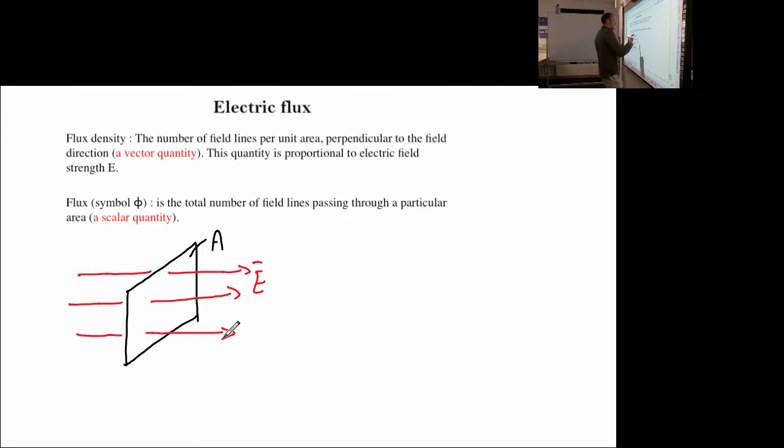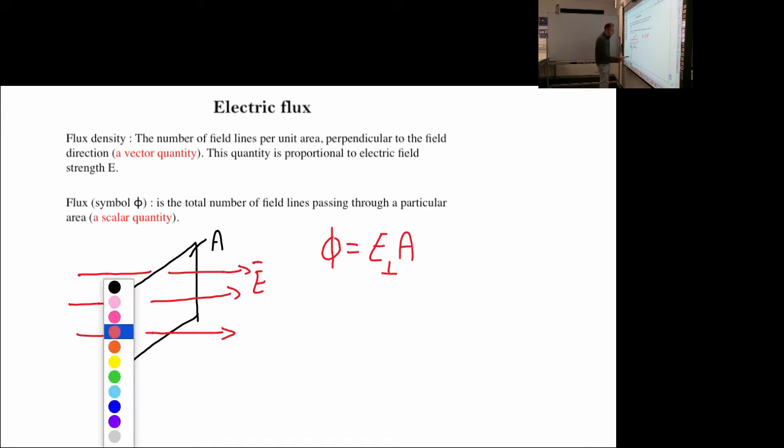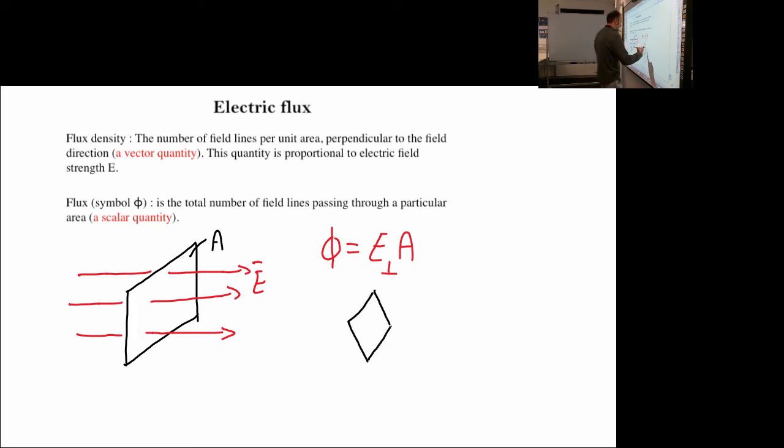Now we can write our flux, which is the total number of field lines passing through a particular area, as E, the electric field perpendicular to that surface, times A. Now, supposing we have some surface which is at some angle. It's not directly perpendicular to the field lines, and here we've got the field lines passing through it again. The surface makes some angle theta with the field lines.